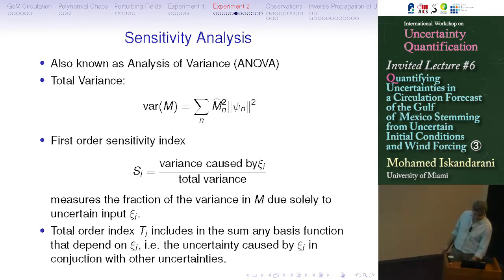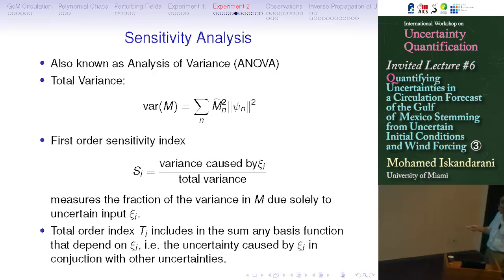And now that the variance is available, you can essentially do a sensitivity analysis, also known as ANOVA. The variance of a polynomial chaos series is just this weighted sum: the norm of the basis functions times the square of the polynomial coefficients. These are all positive definite quantities. That's beautiful.